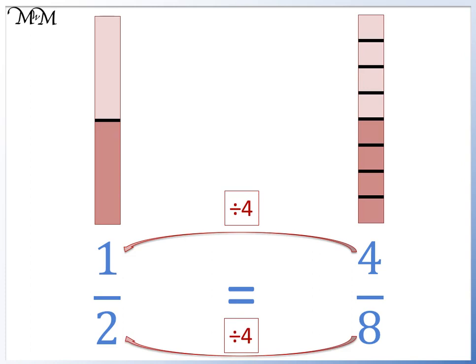We are beginning to see that to get an equivalent fraction, we multiply the numerator and the denominator by the same number, or divide them by the same number.